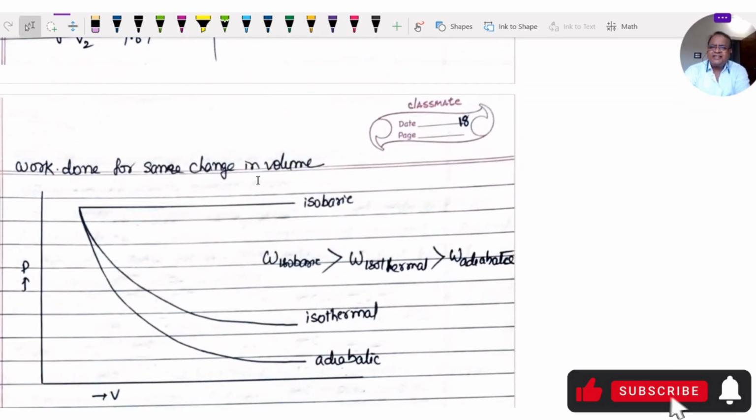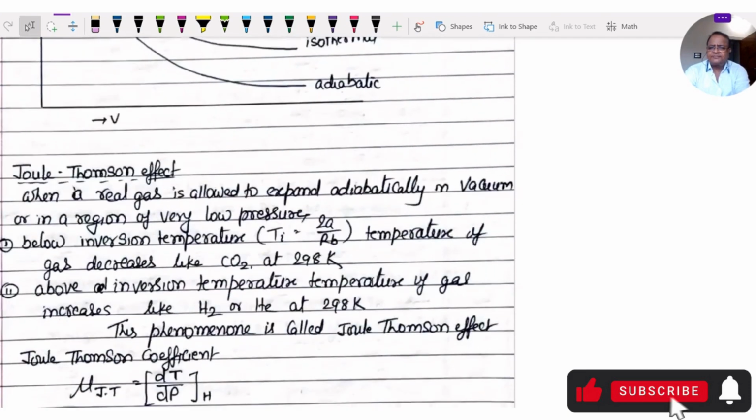Now work done and the same change in volume. If the initial state and final state are the same, then compare the work done. The area under the graph is greatest for isobaric, then isothermal, then adiabatic. So isobaric is the most, then isothermal, then adiabatic.